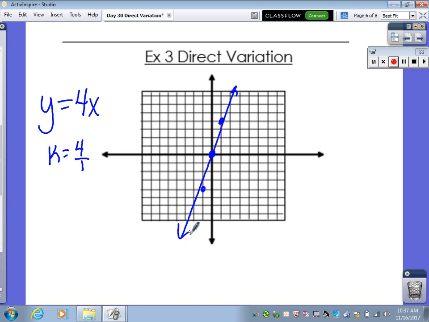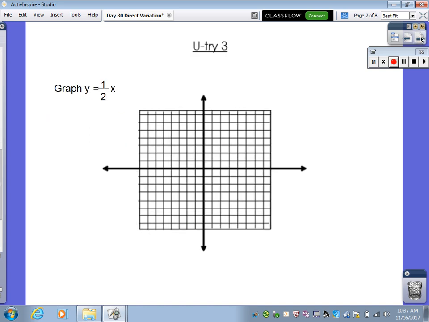The other way to look at it is if k equals y over x, your k gives you an ordered pair. Since it starts at the origin, this will be an ordered pair. This is x and y. The ordered pair is 1, 4, which you can see we hit right here. Okay, so you can either use what you know about slope or create the ordered pair. Here's your last you-try.